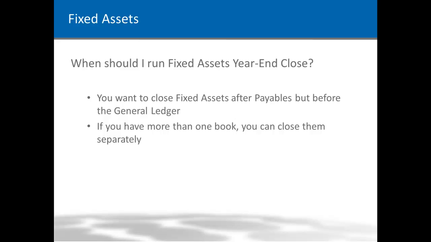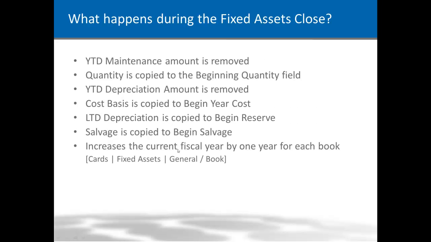Okay, the next one is fixed assets. Now, in 2013, they did something nice that we used to not be able to get any kind of a historical report, and now you can. So if you're in 2013, it's not quite as critical as it used to be for when you're closing fixed assets. So what happens during the fixed asset close is the year-to-date maintenance amount is removed.